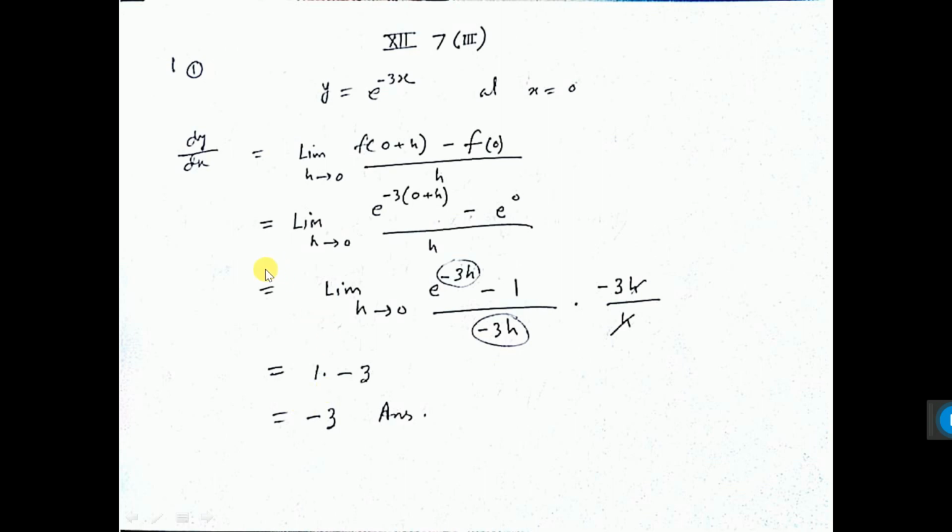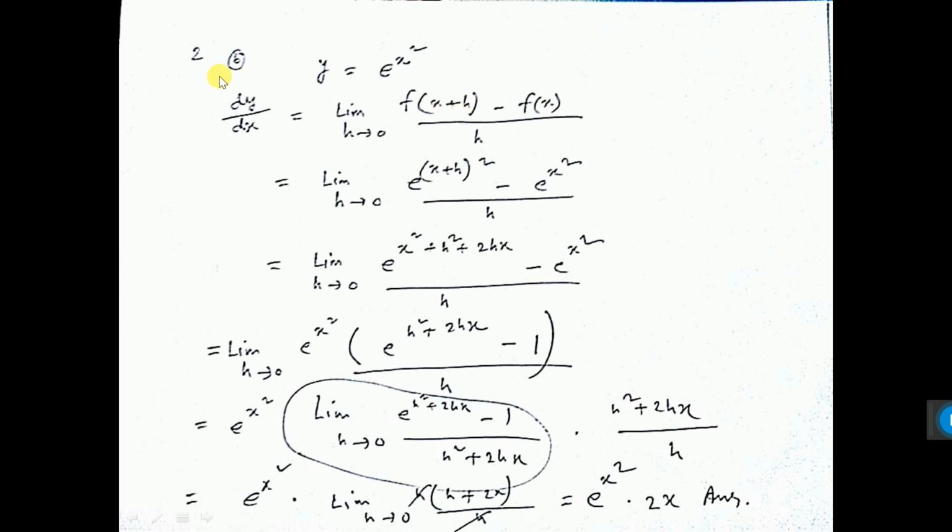So this is the value of dy/dx at the point x equal to 0. This is the answer. This is done from the definition, or from first principle, the matter is same. Doing differentiation from the definition or by first principle, the matter is the same.